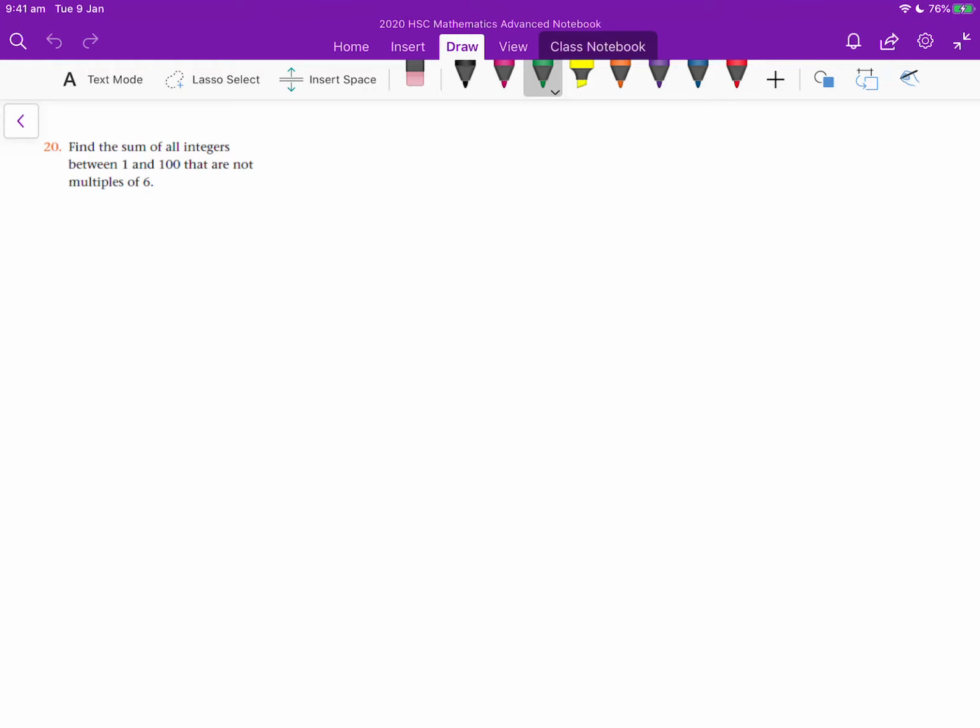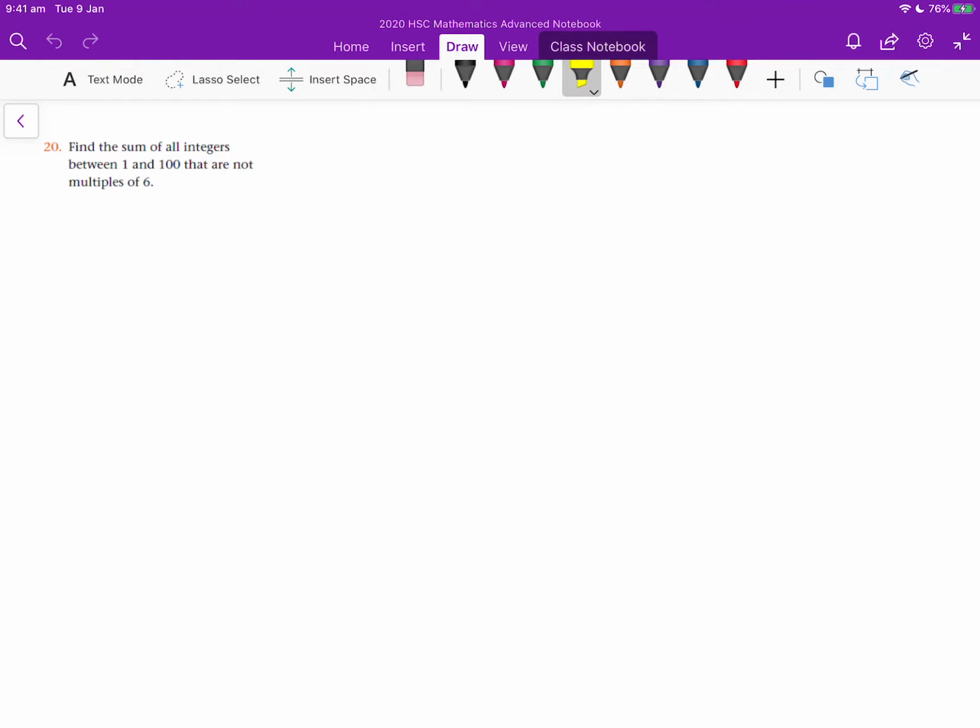This is question 20 from the exercise assigned from the old HSC Mathematics Maths in Focus book. Question 20 is as shown on the screen. We have: find the sum of all integers between 1 and 100 that are not multiples of 6.